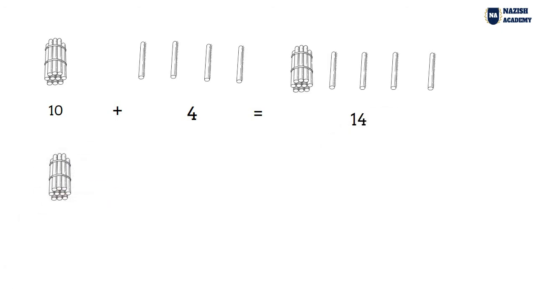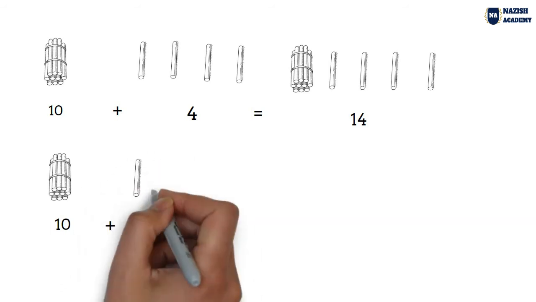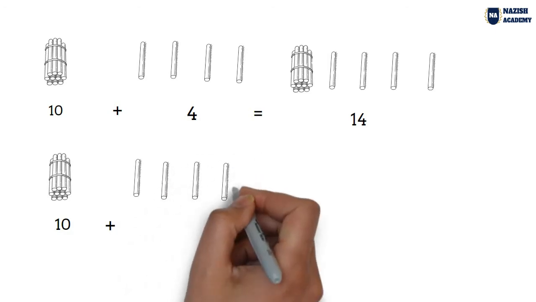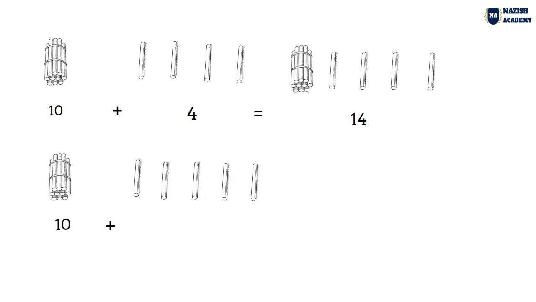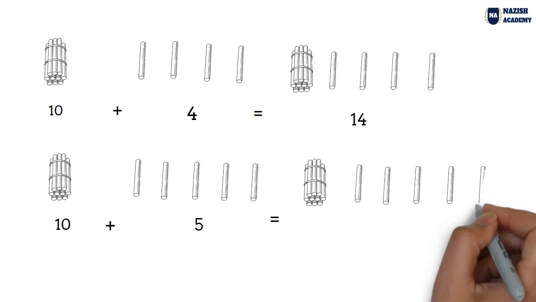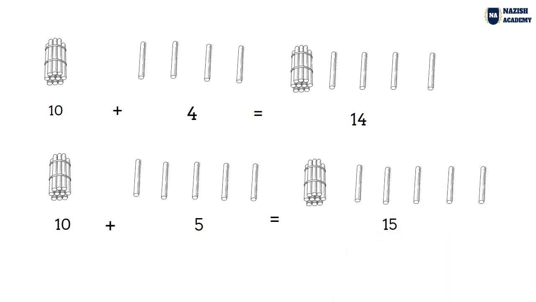10 sticks plus 1, 2, 3, 4, 5. 5 more sticks is equal to 10 sticks and 5 more sticks. How many sticks are there? Let's see, 15 sticks. It means 10 plus 5 is equal to 15.